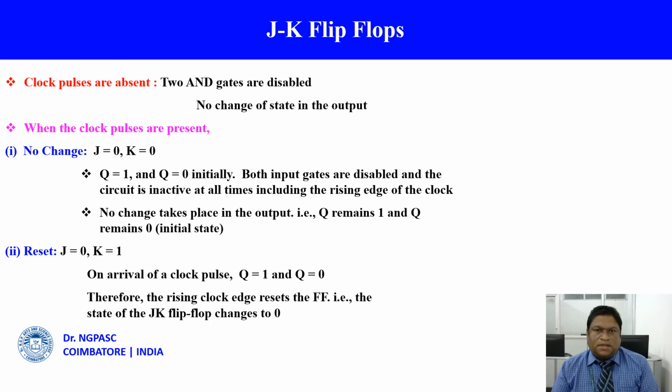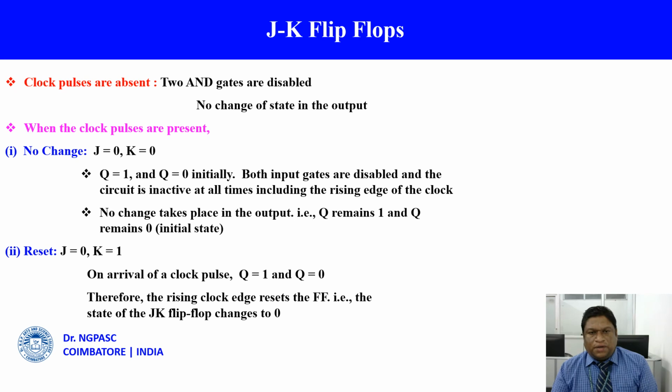The 2 AND gates are disabled when the clock pulses are absent. So here, if the clock pulses are not there, there won't be any output. So there is no change of state of the output when there is no clock pulse. When there is a clock pulse on and you put J equal to 0 and K equal to 0, both inputs are 0, so you'll get a Q output equal to 1 and Q bar equal to 0, that is the initial values.